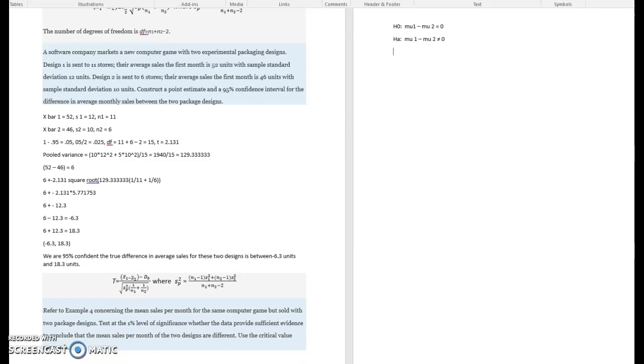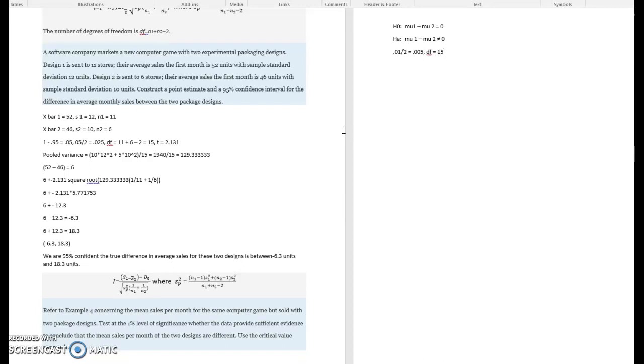Now let's notice we have a 1% level of significance, and this is a 2-tailed test. So we need to go 0.01 divided by 2, which is 0.005. This is again two small samples, so we're going to have to find our critical values as t-values. Our degrees of freedom are n1 plus n2 minus 2. We actually found that in our last example, and that was 15.